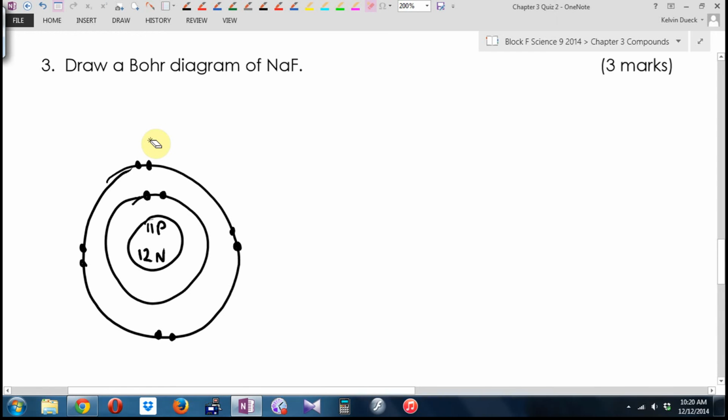So sodium is going to get rid of this electron. It gets rid of that shell. It's now an ion. Why is it an ion? 11 protons, 10 electrons. Did I say ion? Square brackets.